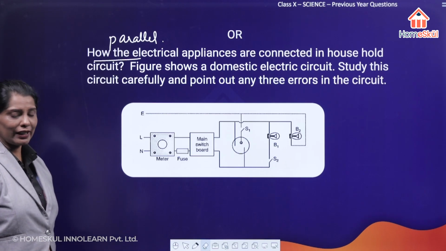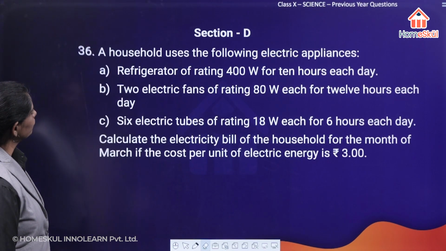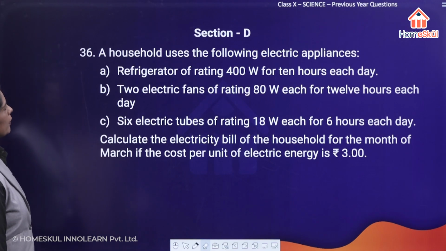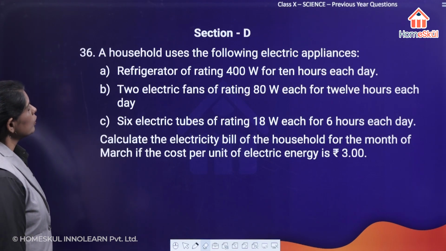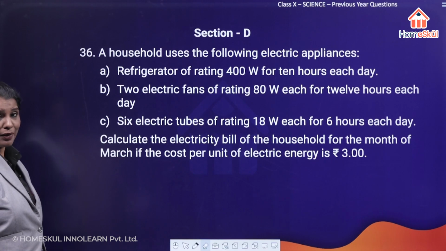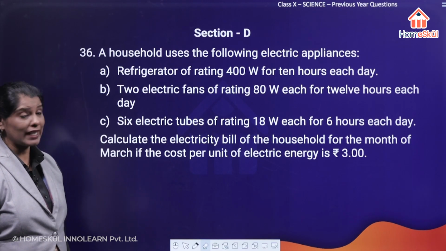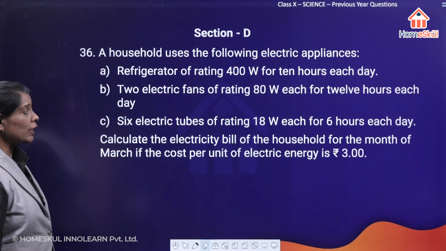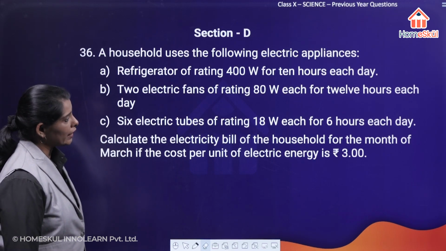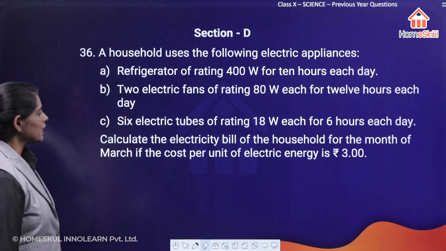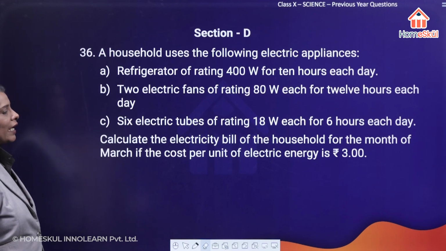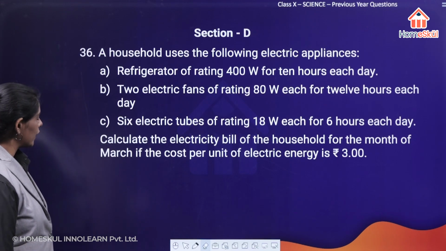I hope the question is clear. Coming to the next question. Section D, question number 36. A household uses the following electrical appliances. A. Refrigerator of rating 400 watt for 10 hours per day. B. 2 electric fans of rating 80 watt each for 12 hours each day. C. 6 electric tubes of rating 18 watt each for 6 hours each day.